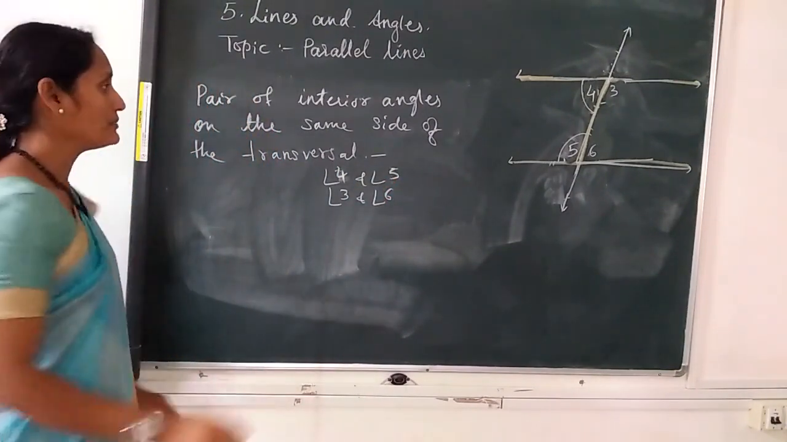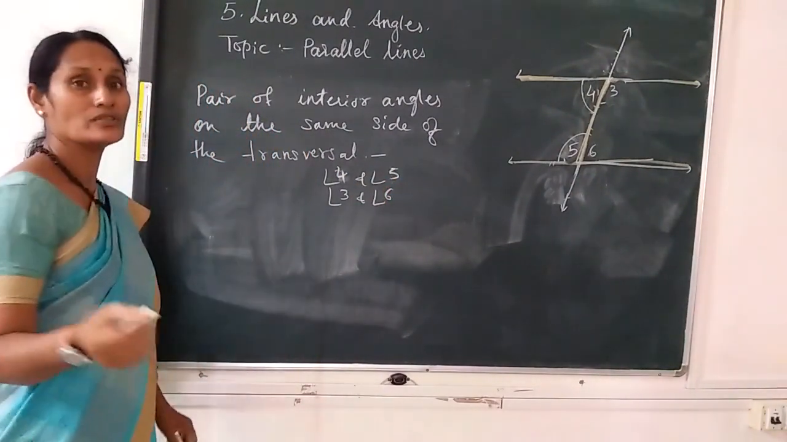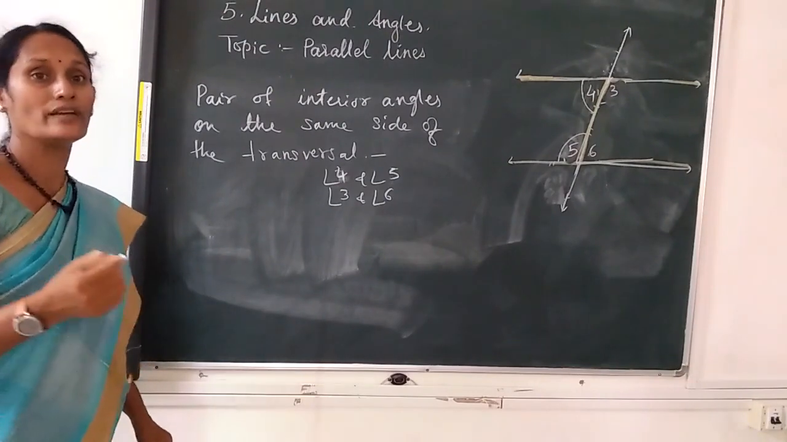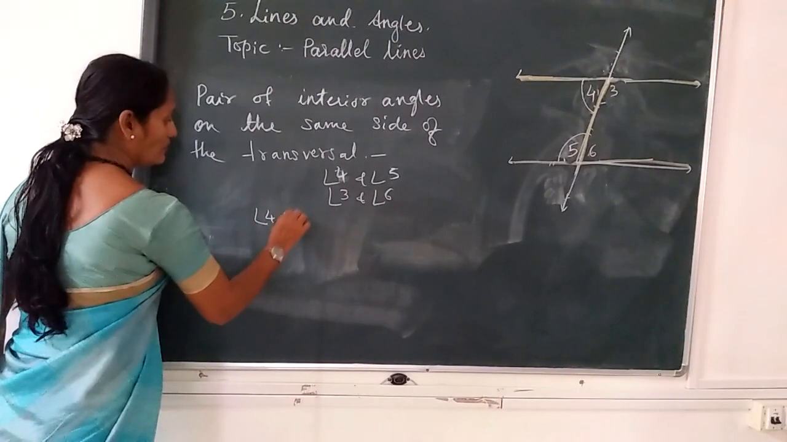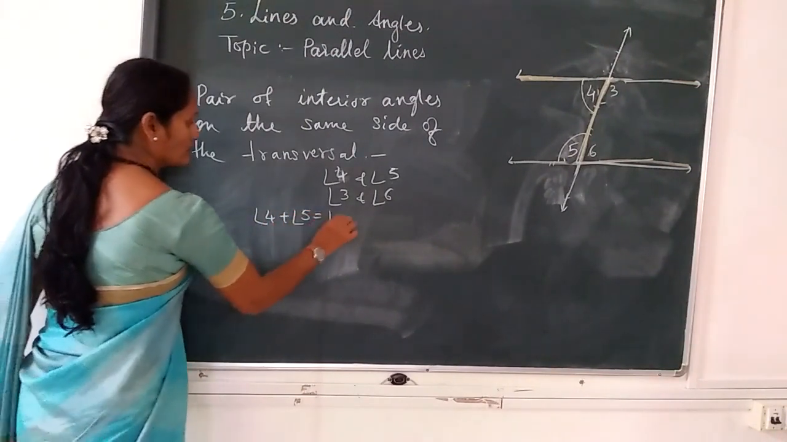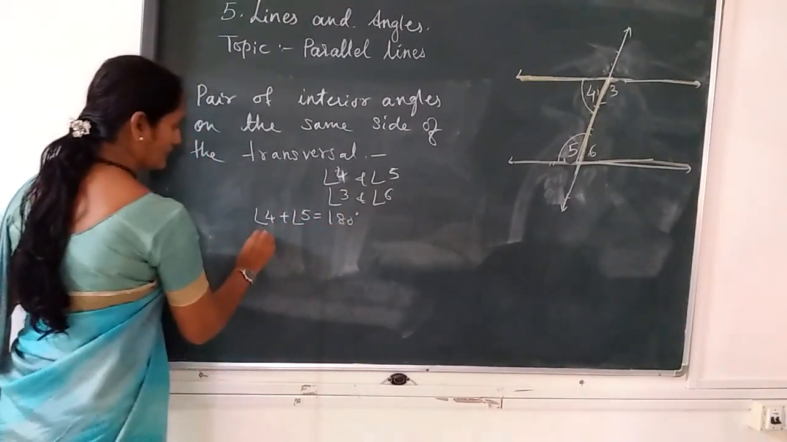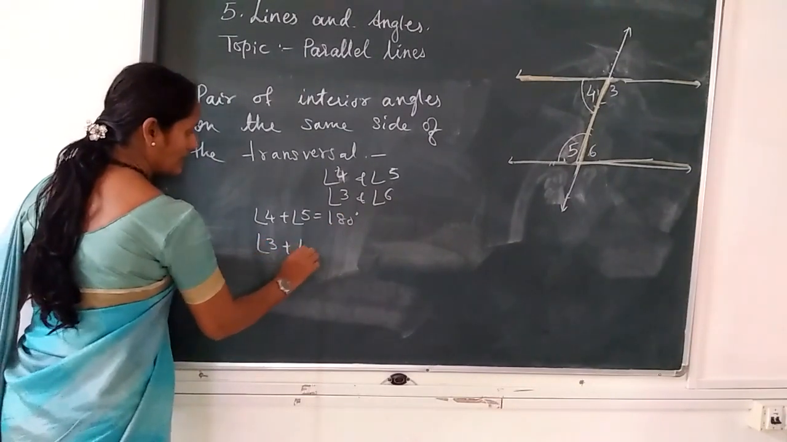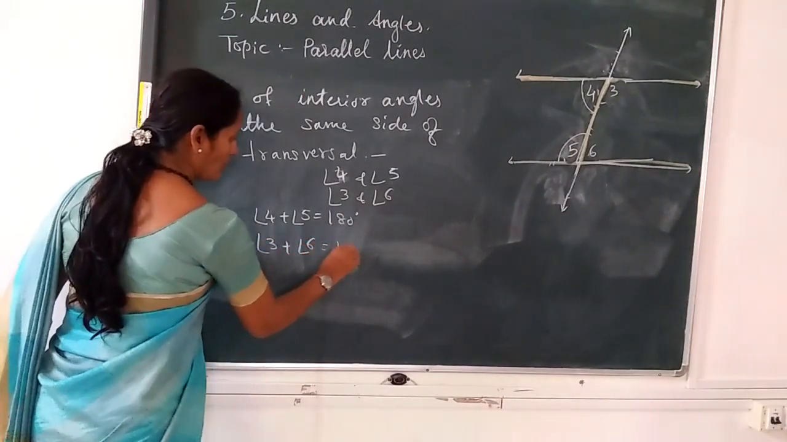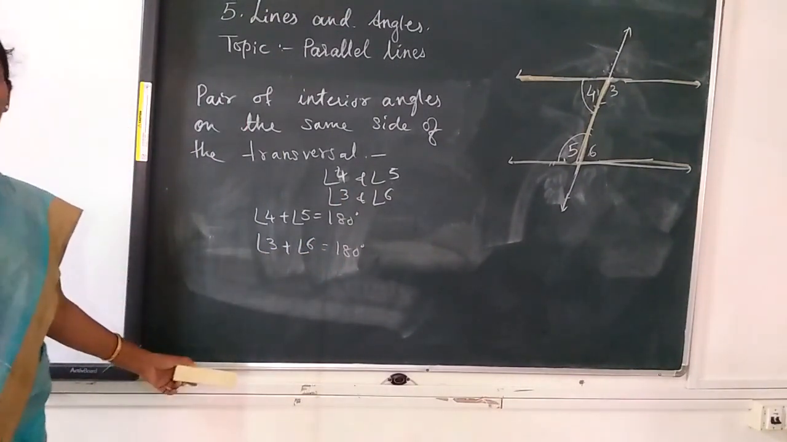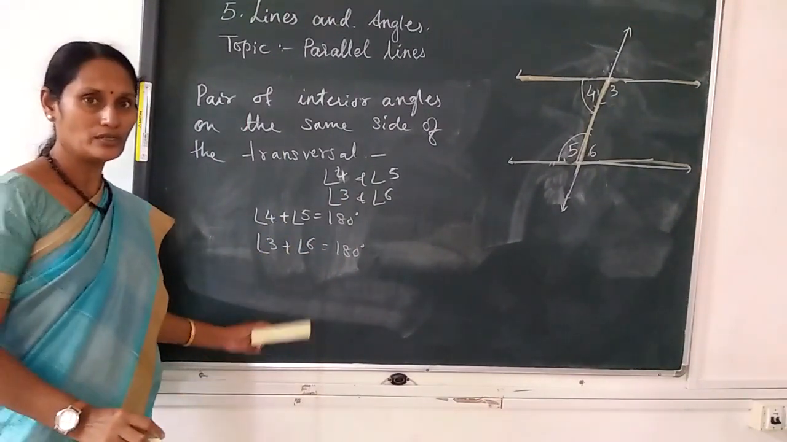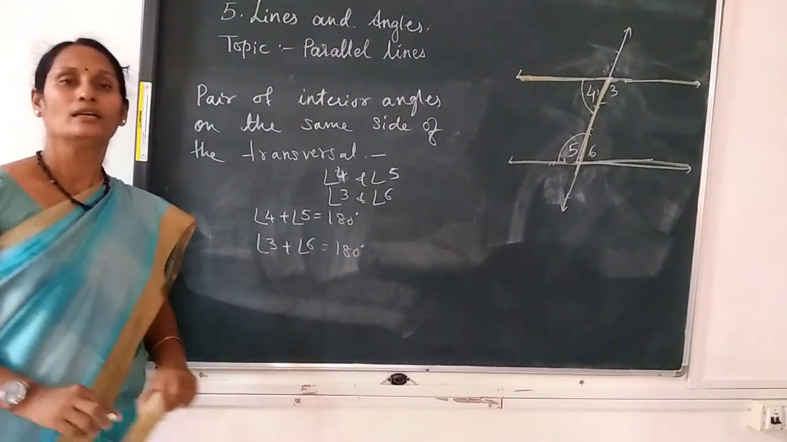But students, remember this: interior angles on the same side of a transversal are always supplementary. Now what is meant by supplementary? Angle 4 plus angle 5 equals 180 degrees. Angle 3 plus angle 6 equals 180 degrees. Remember this concept. Whatever I have shown you here in the video, you have to write down in your notebook. Okay students?